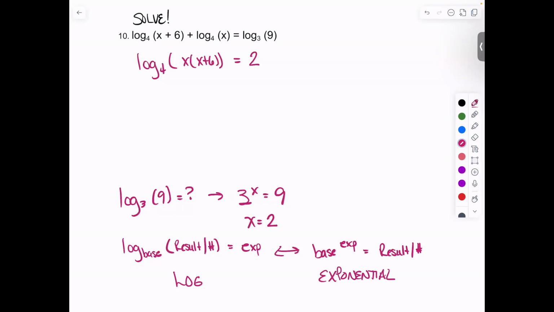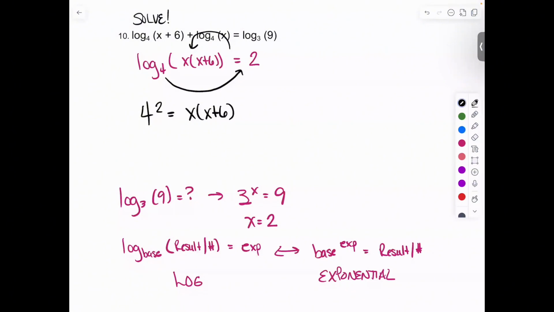Because now what I can do is employ converting log structure to exponential structure. I can say 4 to my exponent of 2 equals this. And hopefully your teachers have taught you, you take your base over here on the left, and I'm going to go ahead and just redo it for clarity. So my base 4, exponent 2, gives me a result of x times x plus 6. So I'm going to go ahead and write that out: 4 squared equals x times x plus 6.